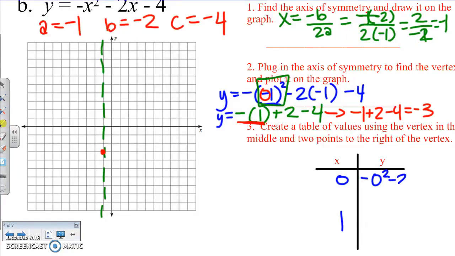-0 squared minus 2x, minus 2 times 0, minus 4. Those are going to cancel. I'm just going to have a -4. So I'm going to plot that. 0, -4.